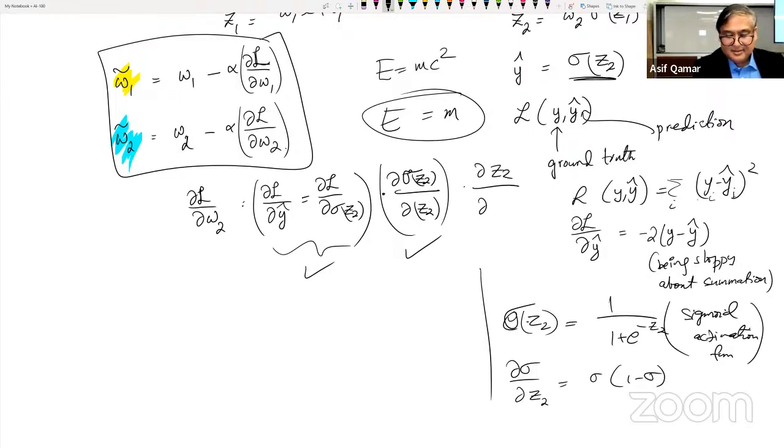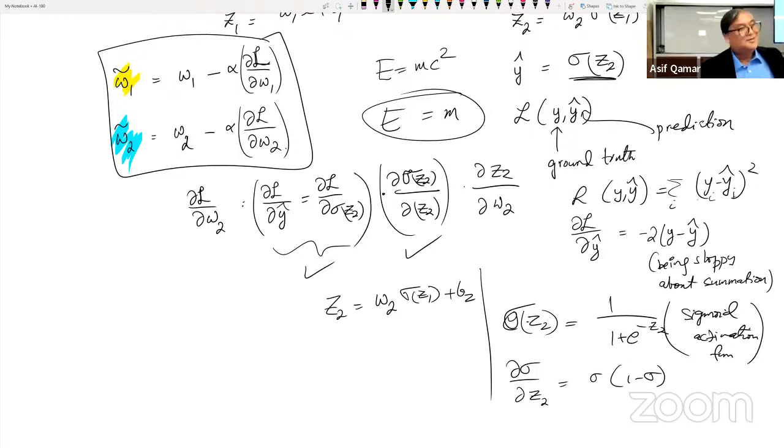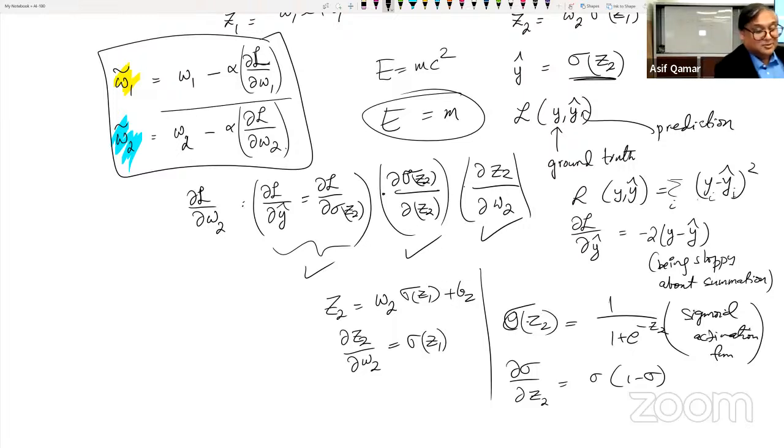dz2 dw2, the partial derivative of z2 with respect to w2. Now, do we know how to do that part? Of course we know, because we know what z2 was. Weight 2 times z1 plus b2, right? So we can easily compute dz2 dw2, which is equal to sigma z1. So now we know this also, right? And so I can do this part.